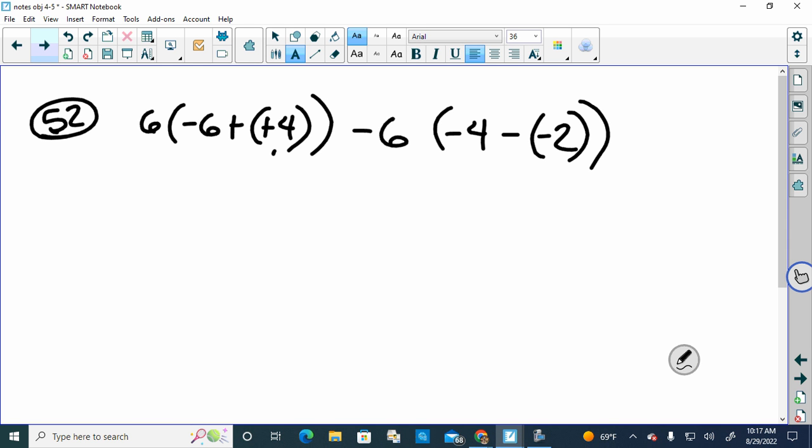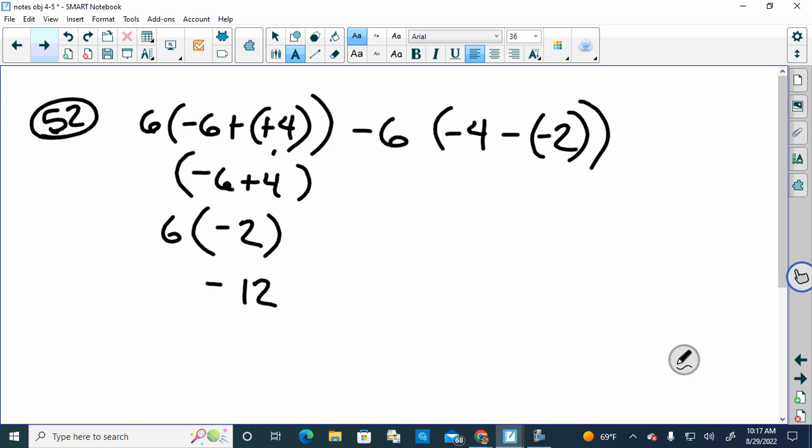Okay, so now I have a negative 6 plus 4 that's inside that parentheses that we've simplified down, so that would give me a negative 2. Okay, then that's simplified. Now on the outside, when that number is next to it, it means to what? Multiply. So 6 times a negative 2 is going to give me a negative 12.